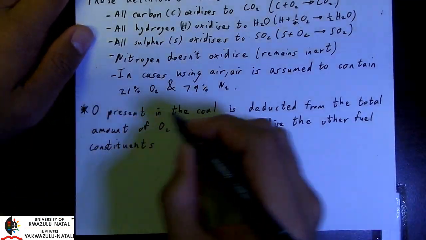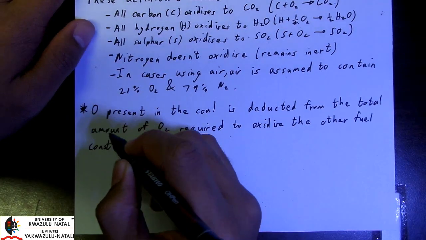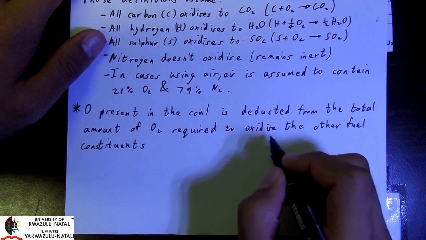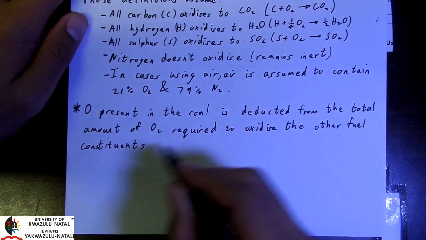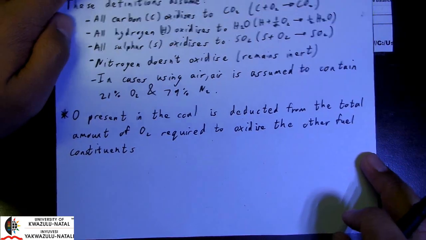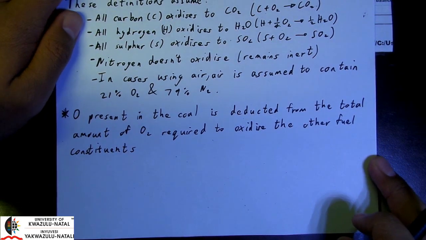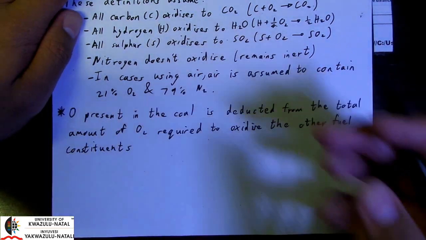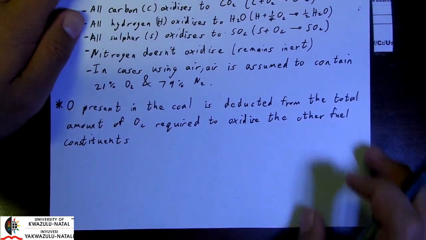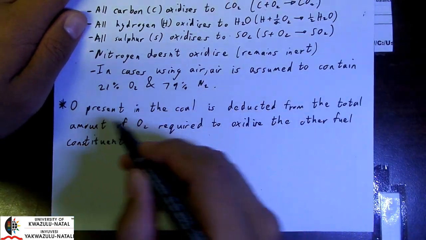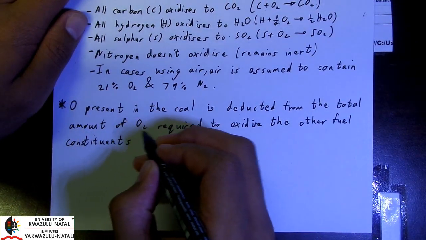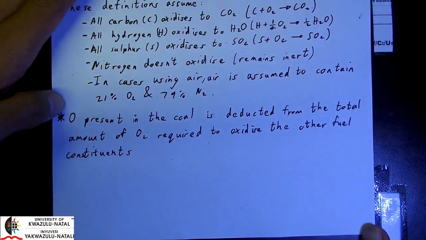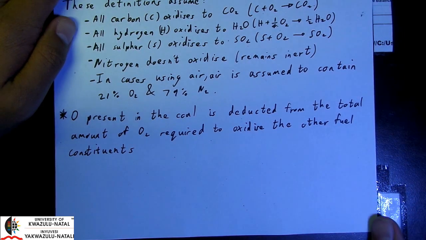Okay, so let's focus on coal. Note that the oxygen present in the coal is deducted from the total amount of oxygen required to oxidize the other fuel constituents. Okay, so in the case of coal, we do have certain compounds containing oxygen in our actual coal mixture, and this means that we could actually require less O2, because some of it can actually burn due to oxygen being present inherently in the coal.